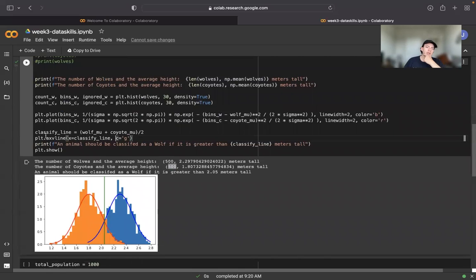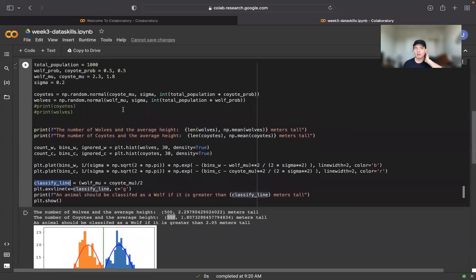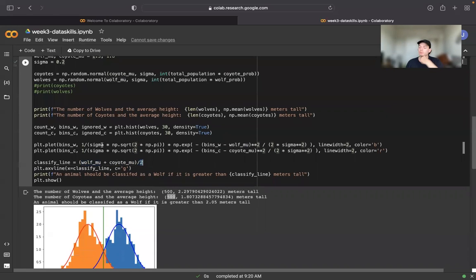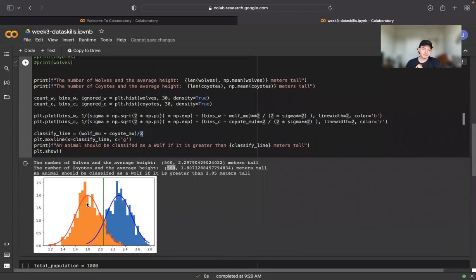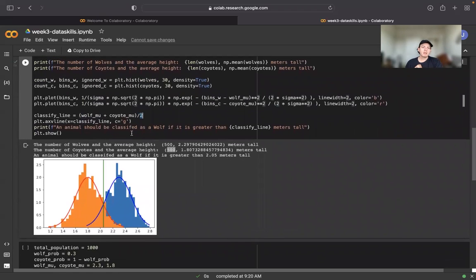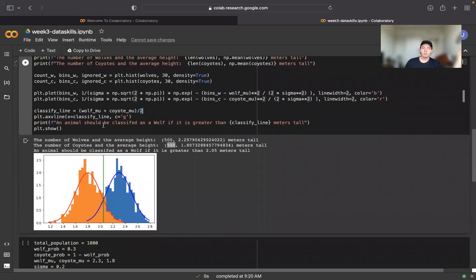From there, I'm going ahead and just kind of cheating because we're not going to do analytical calculations again. We already knew with the probabilities being equal that the classifying line, or the optimal decision boundary, is equal to the wolf mu plus the coyote mu divided by 2. So I'm just going to go ahead and plot that. This is the green line that you see here. And then I'm going to say that an animal should be classified as a wolf if it's greater than the classifying line.